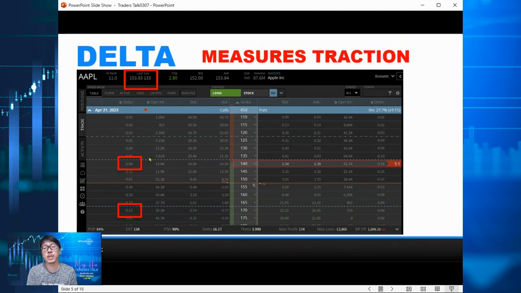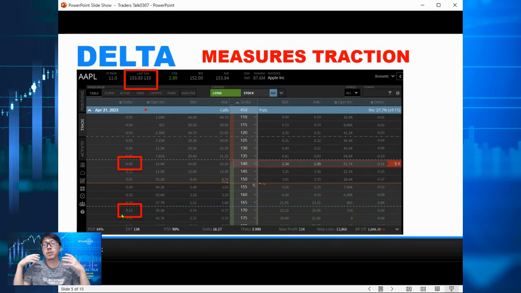So the same, we use delta as a measure of traction. For example, if you are buying a call, and you buy a call with a delta of 12, you see the delta here of 12. Basically, this 12 means that traction is small, because for every dollar move in the stock price, the option price will only move by 0.12. So that is a short guy. You're buying into a short guy.